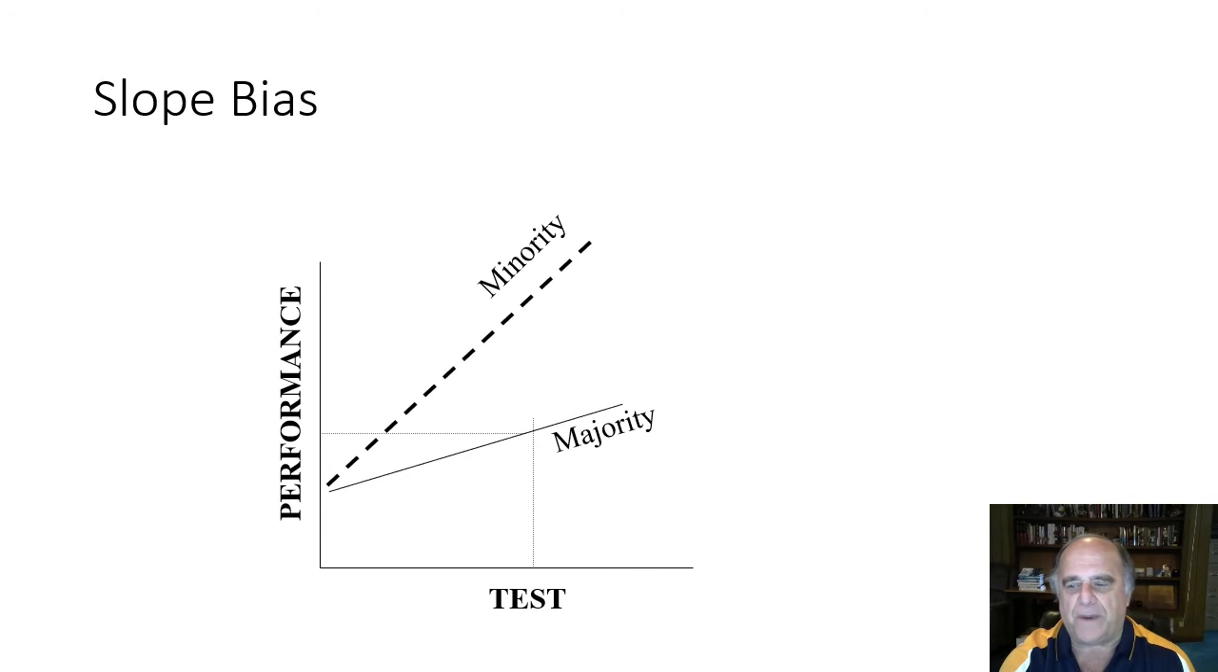Again, with slope bias, it's a little more complicated. This would be a situation where we have slope bias. You can see the regression line for the majority, the regression line for the minority group. The regression line for the minority group is more extremely sloped. So actually, in this case, the correlation would be higher for the minority group. You can see that results in different predictions at the same test point. Now, this would be an ordinal interaction.